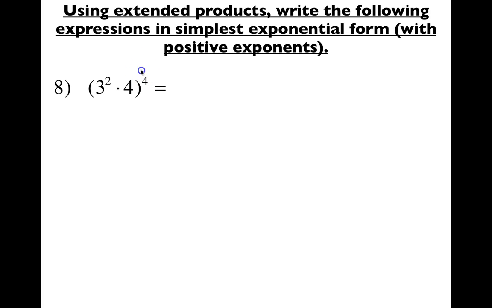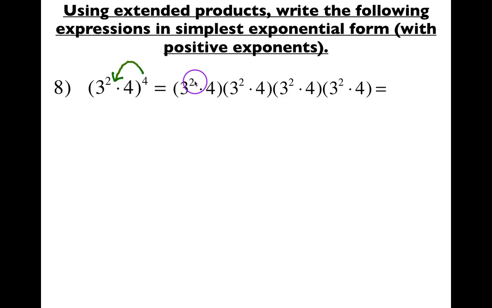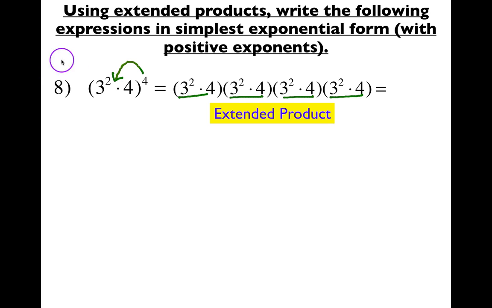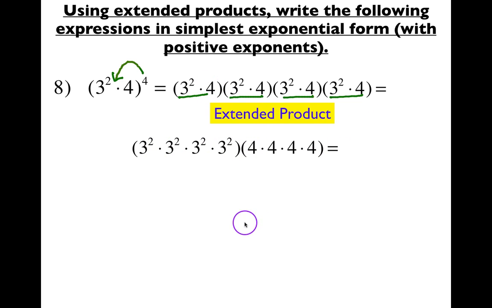So what is being raised to the 4th power? This whole expression, 3 squared times 4, is being raised to the 4th power. So I'm going to go ahead and take this and repeat it 4 times. 1, 2, 3, 4. Now at this point, I'm just going to go ahead and rearrange using the commutative property. So now all the 3's are going to be together. So there were 4 of them, 3 squareds. And I'm going to collect all the 4's together, and since there were 4 of them, it looks like that.